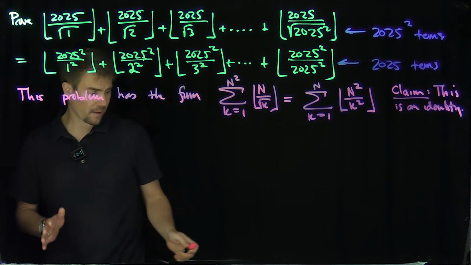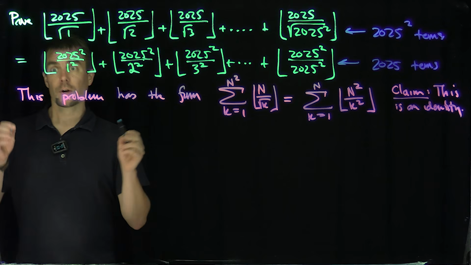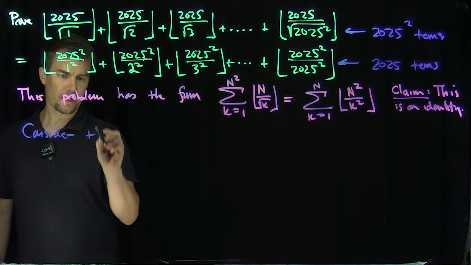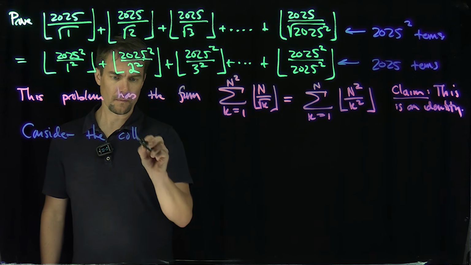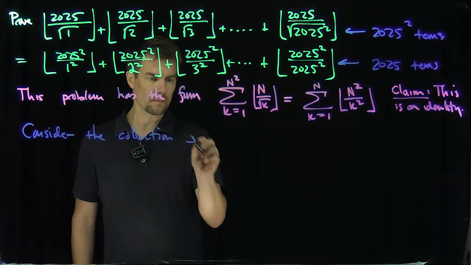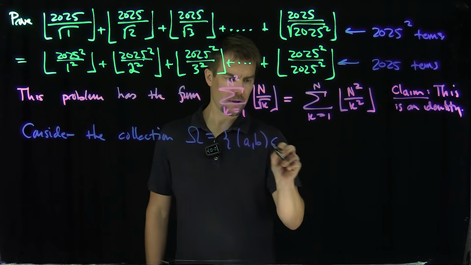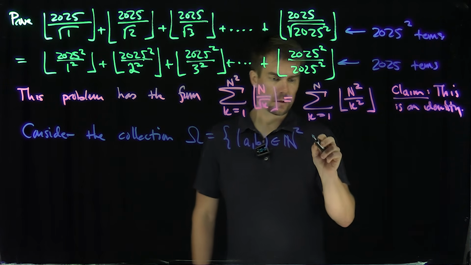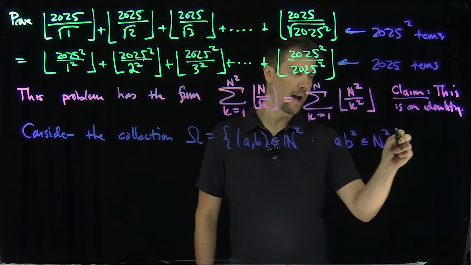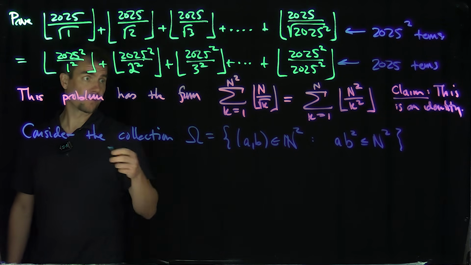Now, how do we see something like that? Well, the idea is to double count, right? So we're going to double count in the following way. Consider the collection of all ordered pairs A and B in N2 such that A times B squared is less than or equal to N squared. Call this omega. We're going to compute the cardinality of omega in two different ways.